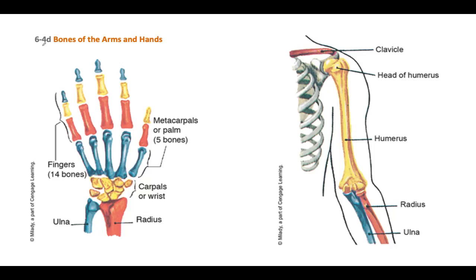Now we look at bones of the arms and the hands. We did take a look at the clavicle, and in that very region we have the bone humerus, and here's the connection point of that, the head of humerus, and it is connected to two bones, which are the radius and the ulna.